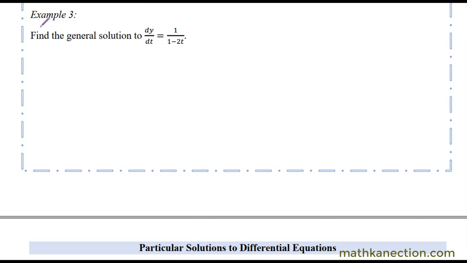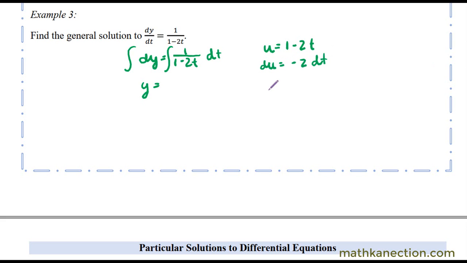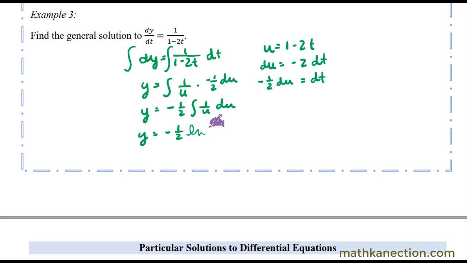Finding the general solution to dy/dt is equal to 1 over 1 minus 2t. Get dy by itself, so dy is equal to 1 over 1 minus 2t dt. Antiderive both sides, so y is equal to, we'll need to use u substitution again. So u is equal to 1 minus 2t. du is equal to negative 2 dt. Getting dt by itself, that's negative 1 half du. Replacing in 1 minus 2t with u, so we have 1 over u, and replacing dt with negative 1 half du, taking out the coefficient of negative 1 half, then antideriving 1 over u, so we have negative 1 half natural log of the absolute value of u plus c. Replacing in the value of u, so we have y is equal to negative 1 half natural log of the absolute value of 1 minus 2t plus c.